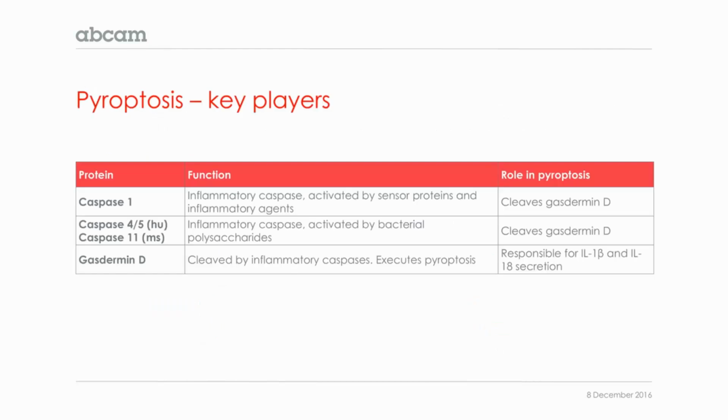So who are the key players to study when trying to look at pyroptosis? Caspase-1, which is involved in canonical inflammasome formation and responsible for cleaving gasdermin D. Caspase-4 and 5 in human or caspase-11 in mice, which are involved in the non-canonical inflammasome formation and responsible for cleaving gasdermin D. And gasdermin D, which is thought to be the executioner of pyroptosis, probably through the secretion of IL-1 beta and IL-18, although it is not clear yet how this works.